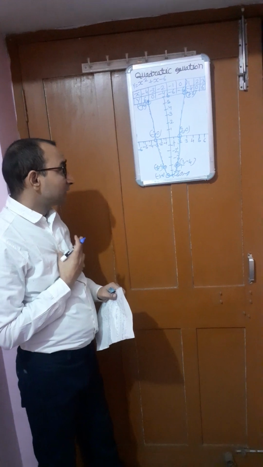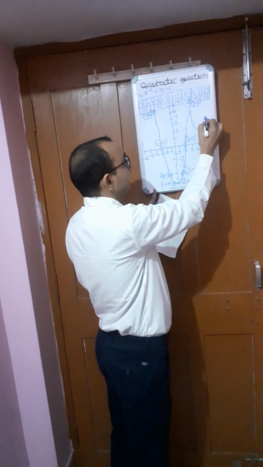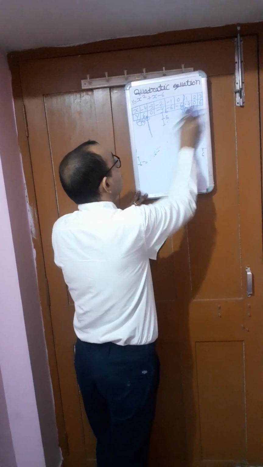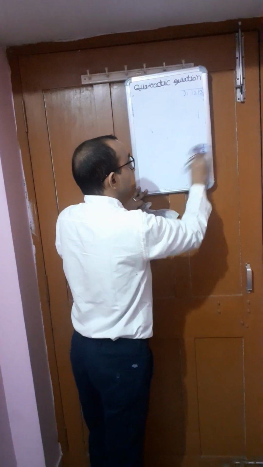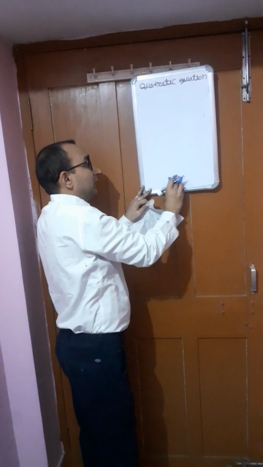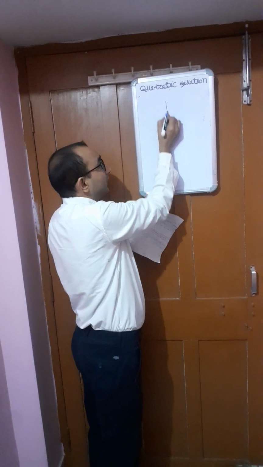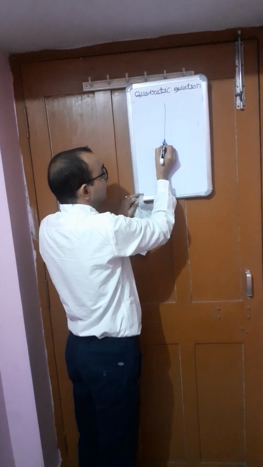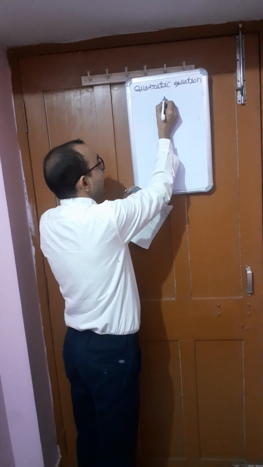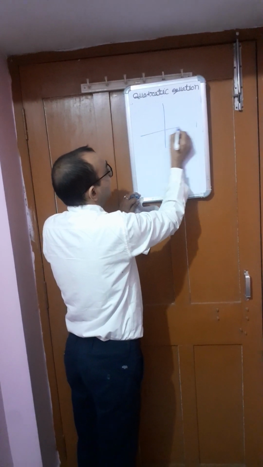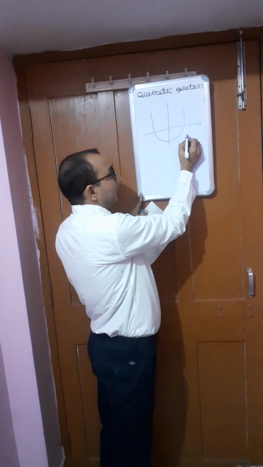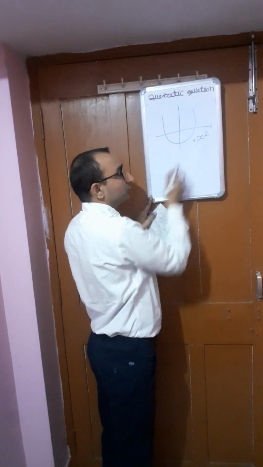Okay, here we can see that some of the concepts are available here, which I am going to explain. See here, if the graph is upward, this will be positive. This is a positive graph, which means x square is positive here.